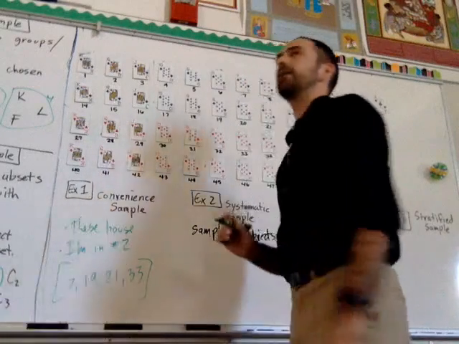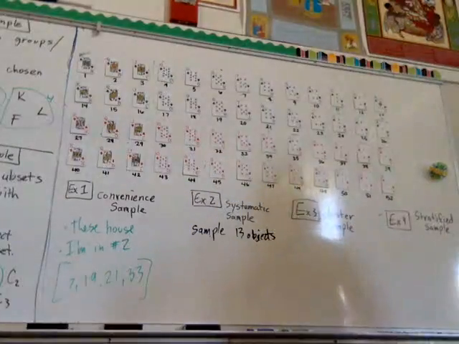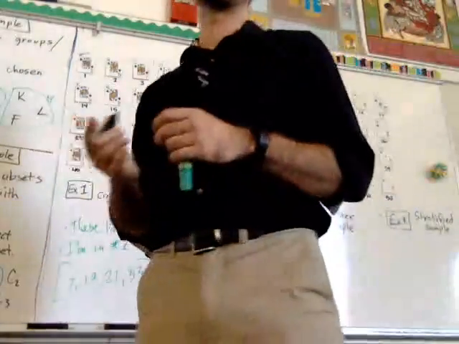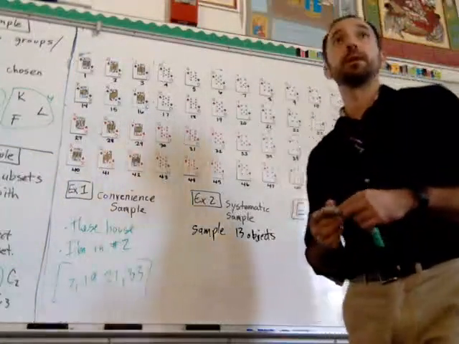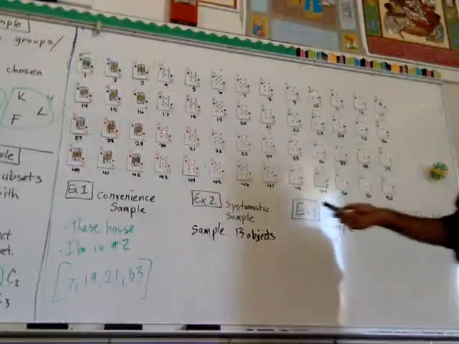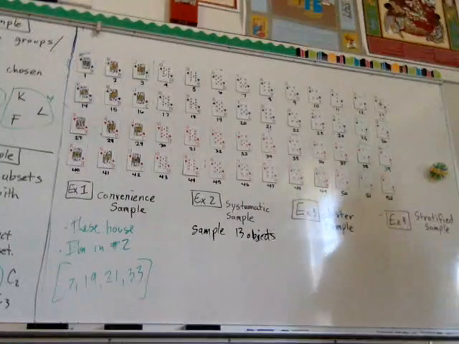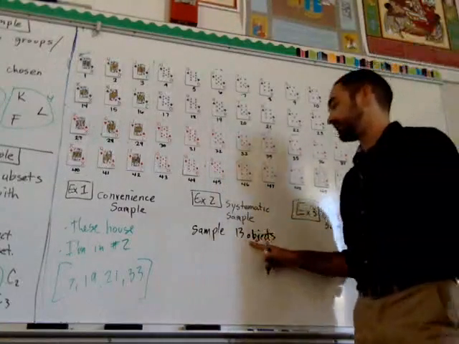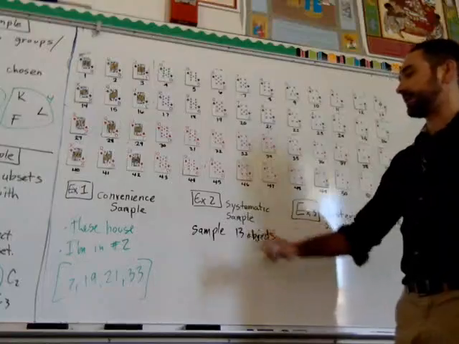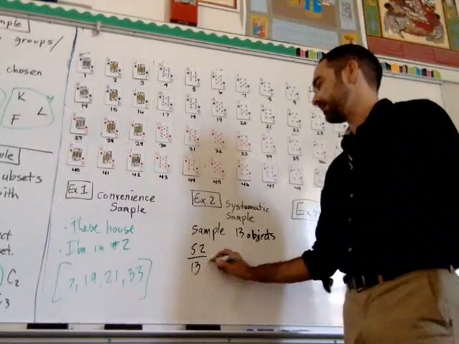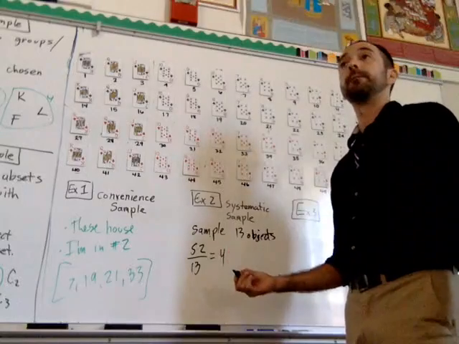So first off, how do I know what increment I'm going to go? How do I know which term I'm going to jump at? I'm going to go for the nth term, but I have to figure out which one. How do we find that? How many are in my population? 52. I want 13 objects in my sample, so I'm taking the 52, divided by 13, 4.